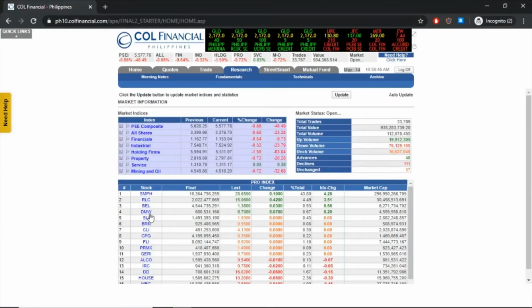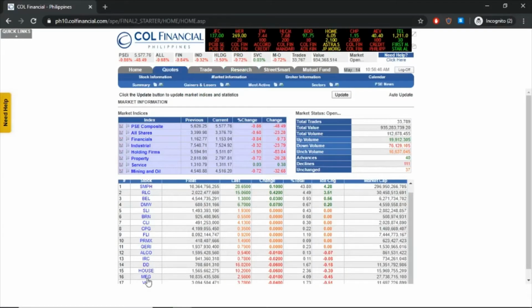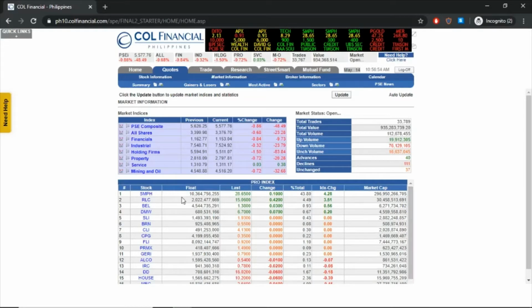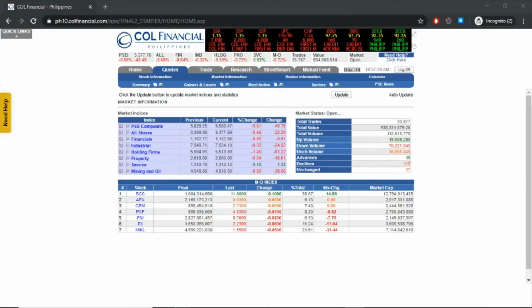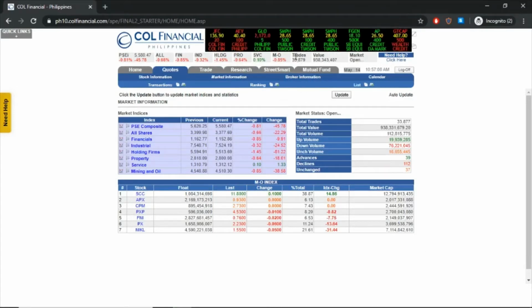Okay, we have DD, House, Meg. So you would see the current changes that are happening for those stocks. And we also have here mining and oil.